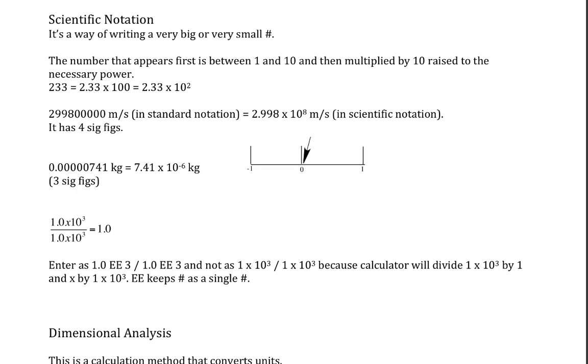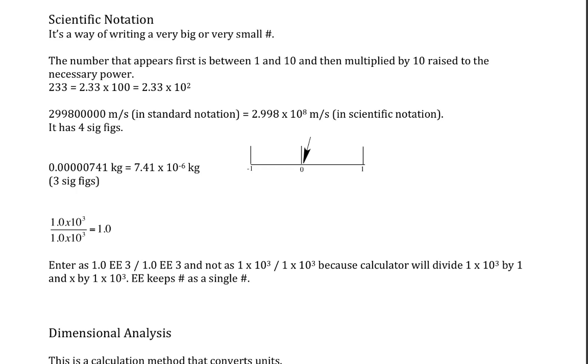This number here, 299,800,000 meters per second, that's a very, very large number written in standard notation. It's kind of easy to lose how many zeros there are. How big is that number? So we would write that in scientific notation.